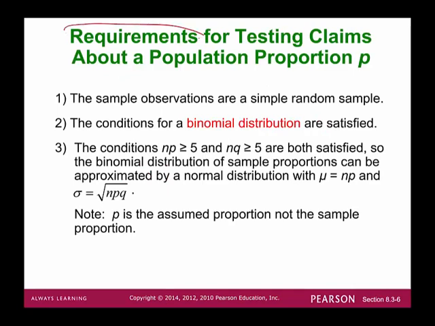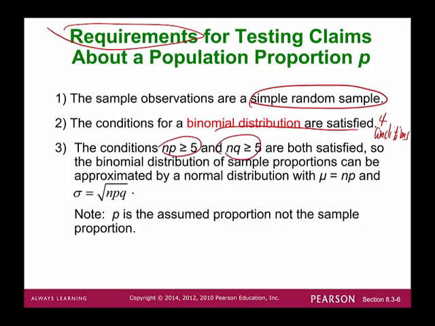So let's talk about the requirements for testing a claim about the population proportion P. The sample must be a simple random sample. The conditions for binomial probability distributions must be satisfied, all 4 conditions: a fixed number of trials, the trials are independent, outcomes are in 2 categories, and the probabilities of success and failure remain constant. And NP is greater than or equal to 5, NQ is greater than or equal to 5. NP is the number of successes, NQ is the number of failures.